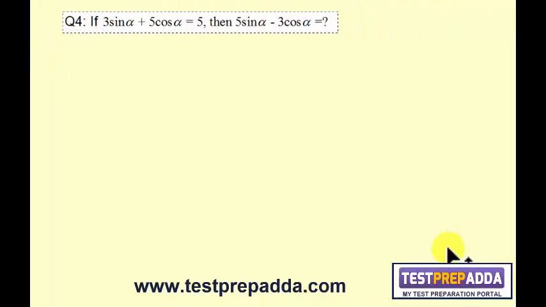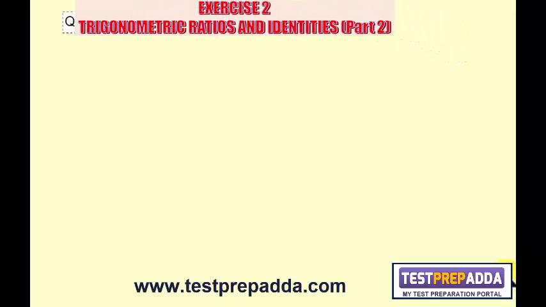If 3 sin alpha plus 5 cos alpha is equal to 5, then 5 sin alpha minus 3 cos alpha is equal to what? Again, I request you use the pause button and attempt this question. Okay? Now, I'll discuss this question.